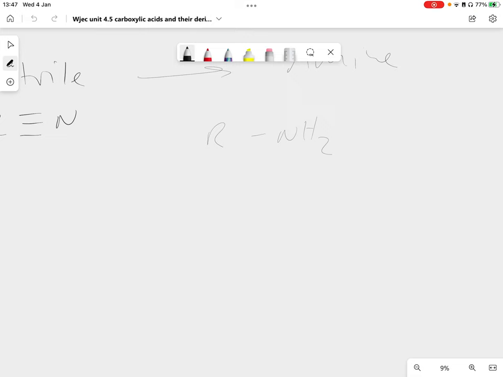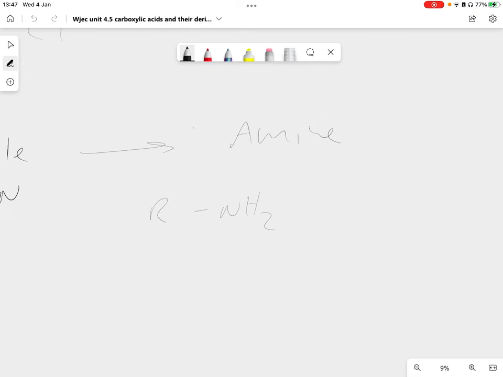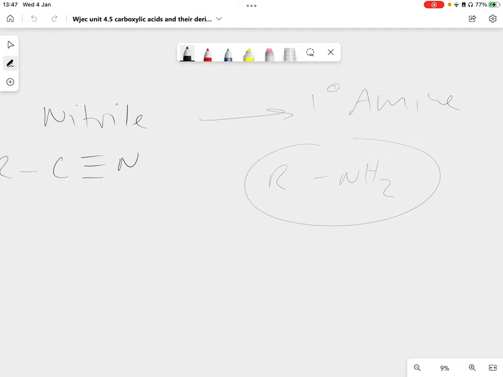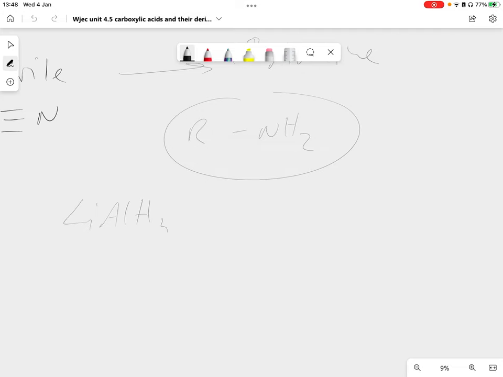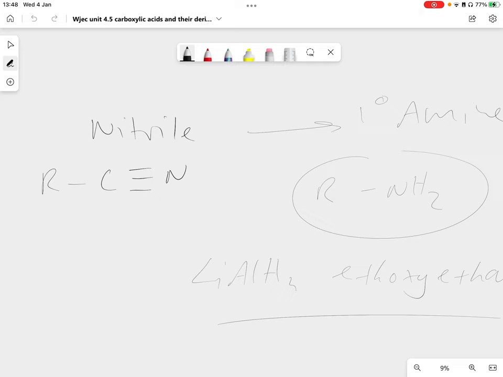So you can reduce a nitrile to an amine. I'll look at primary amines. This would be a primary amine, for example. So nitrile to a primary amine, you have to use LiAlH4 again, our reducing agent. And because this is strong, it has to be dissolved, of course, in ethoxyethane. And that is the simple reaction of a nitrile to a primary amine.